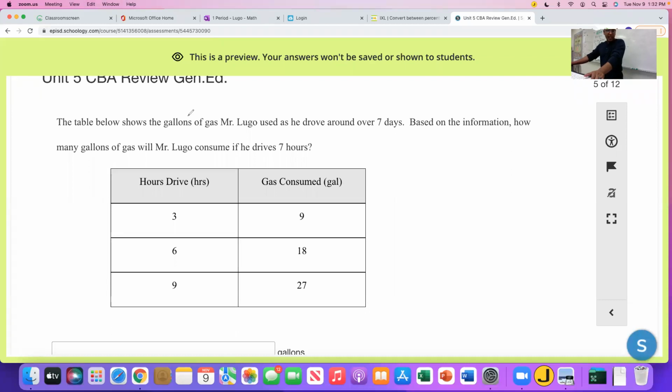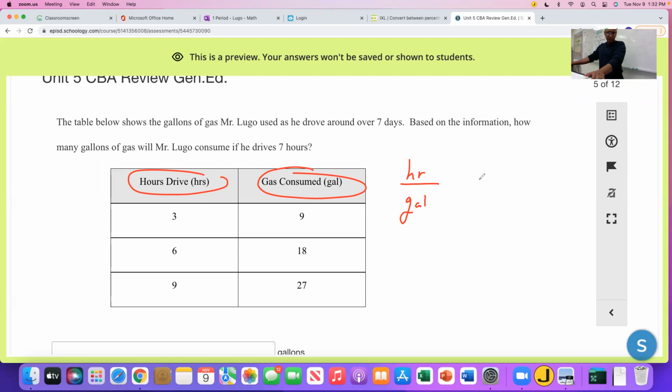The table below shows the gallons of gas Mr. Lugo used as he drove over 7 days. Based on the information, how many gallons of gas will Mr. Lugo consume if he drives for 7 hours? So notice that we're comparing hours and gallons. All right, hours and gallons. Now, what is the ratio of hours to gallons?